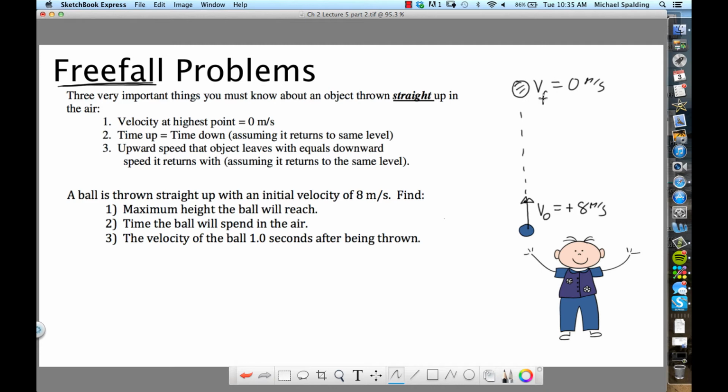Okay? All right, second thing to know. The time it takes for a ball or an object to go up is equal to the time back down to the same level. So obviously if the ball kept going past the starting point, then the time down would be greater. But if an object starts at this level, goes up and back down, the time up and the time down are equal.